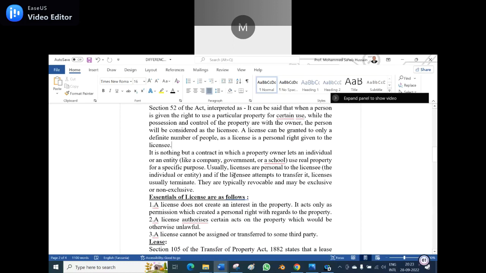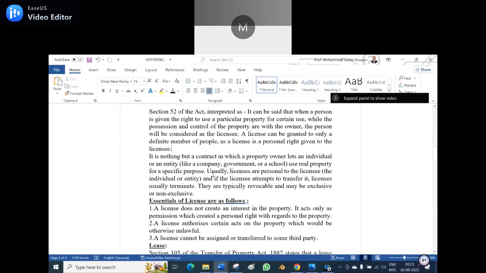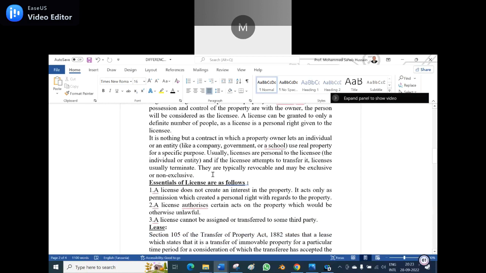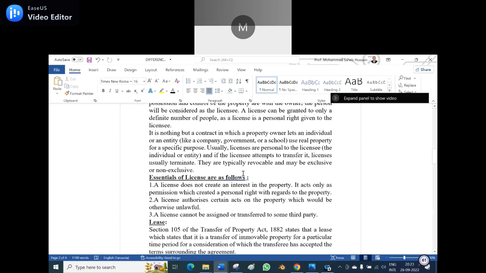It is nothing but a permission in which a property owner lets an individual or an entity, like a company, government, or a school, use a real property for a specific purpose. Usually, licenses are personal to the licensee, and if the licensee attempts to transfer it, the license usually terminates. They are typically revocable and may be exclusive or non-exclusive. So, a license cannot be transferred. Am I right? Yes, sir.